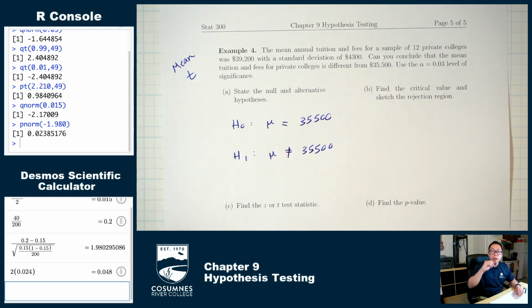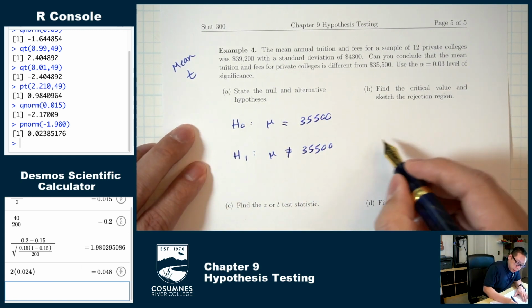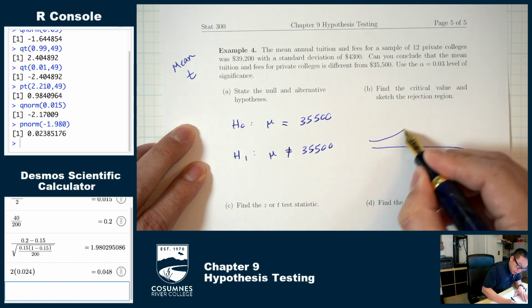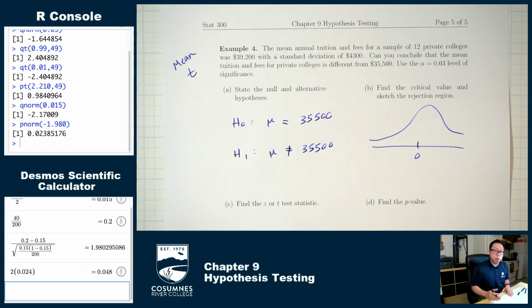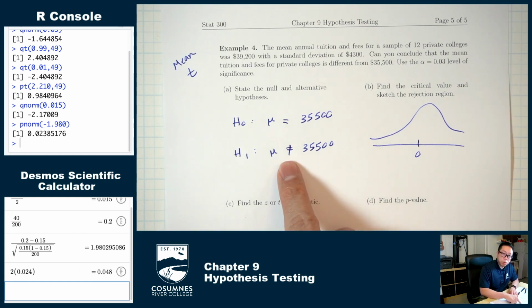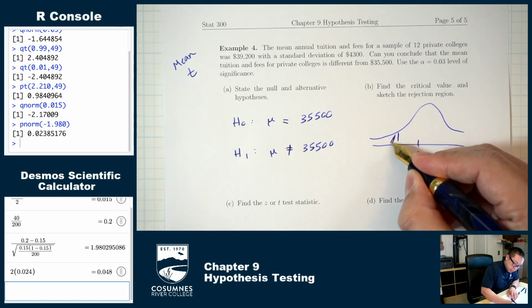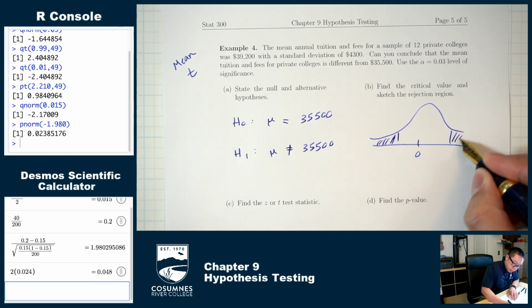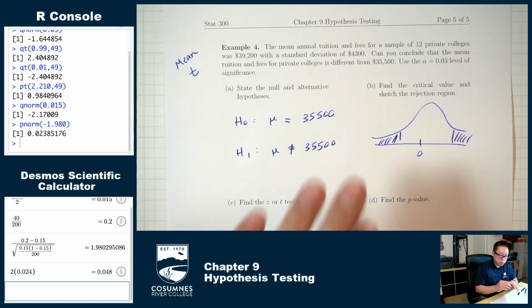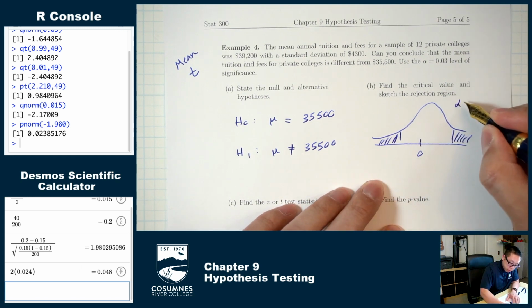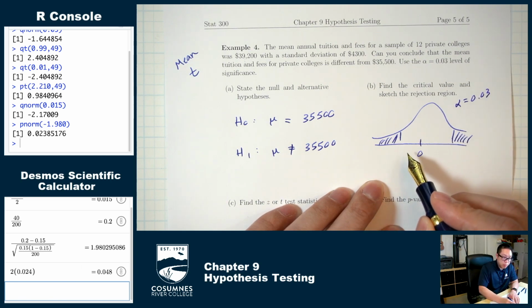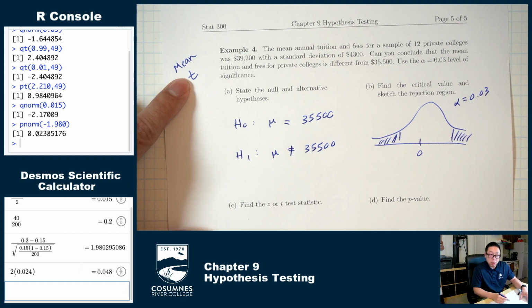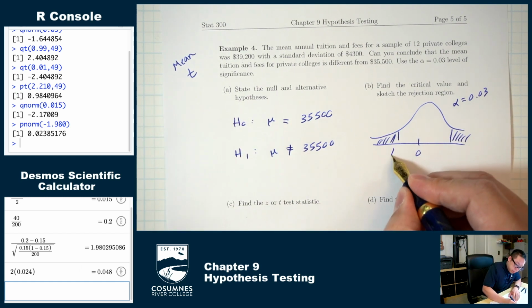Part B, find a critical value and sketch the rejection region. So draw the picture. It's either going to be shaded left, shaded right, or two tails. Not equals, it's always going to be two tails. The shaded area is the alpha. Our alpha here is 0.03. And you're either finding the T star or the Z star. We're talking about means here, so we're finding the T star.